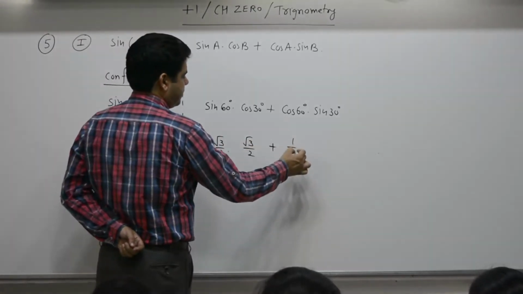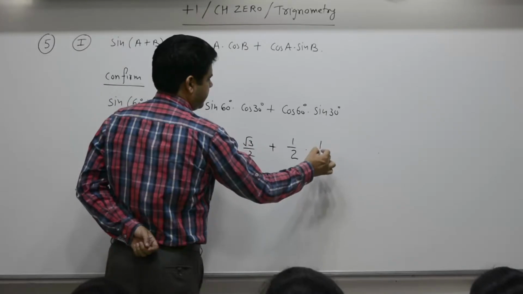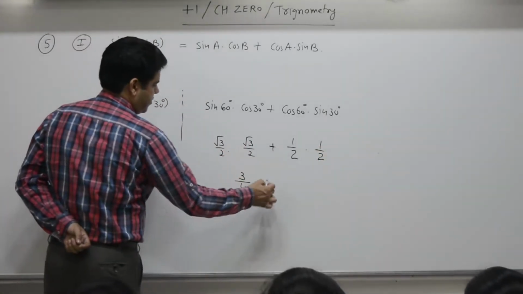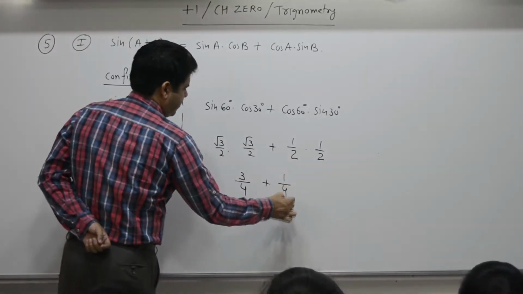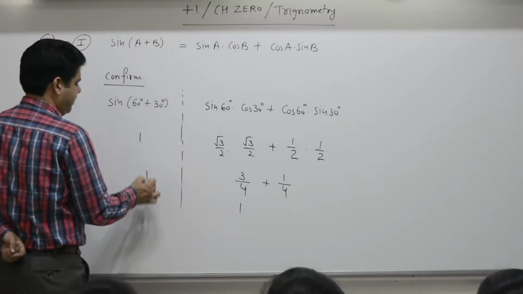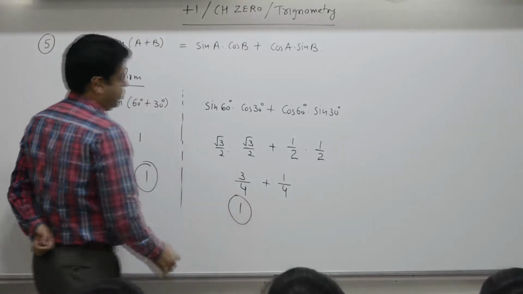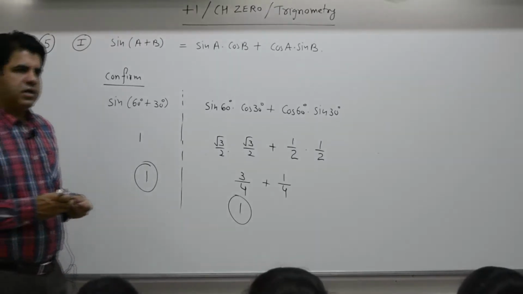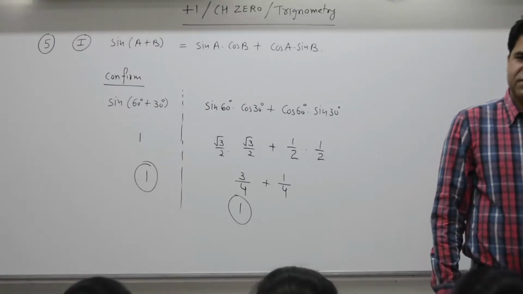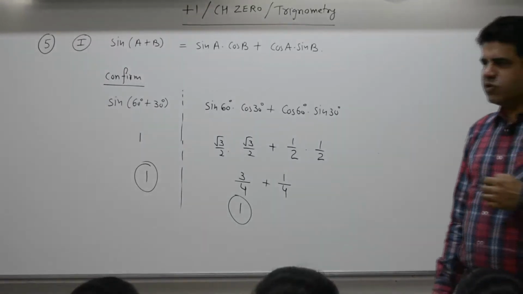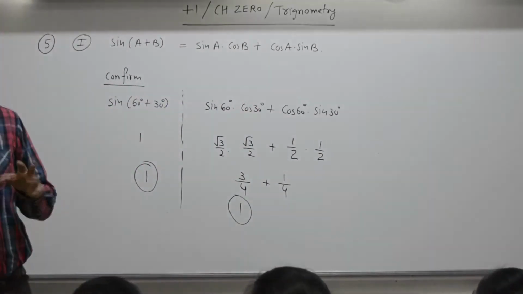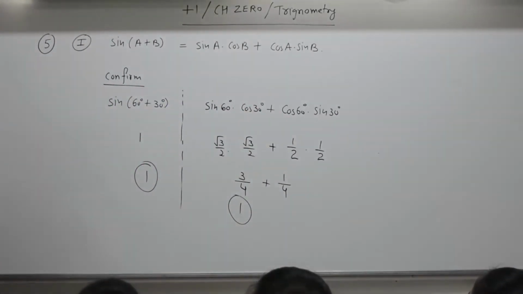Cos 60 is what? Sine 30. Root 3 into root 3, 1 into 1, 1 by 4. 3 plus 1, 4 by 4 is equal to 1. So left hand side is 1, right hand side is also 1. So formula confirmed, not proved. Who will prove it? The maths teacher, because we have to spend 1 week, not 1 year. Okay, I will spend 1 week maximum.